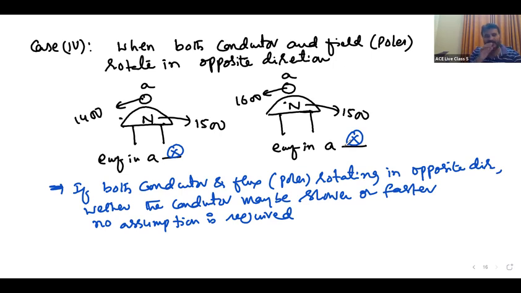When both conductor and field are rotating in the same direction and the conductor is slower, you have to assume the opposite direction. When the conductor is faster, no assumption is required. The fourth case is when both are rotating in the same direction, whether the conductor is slower or faster, no assumption is required. These are the only cases that will exist.